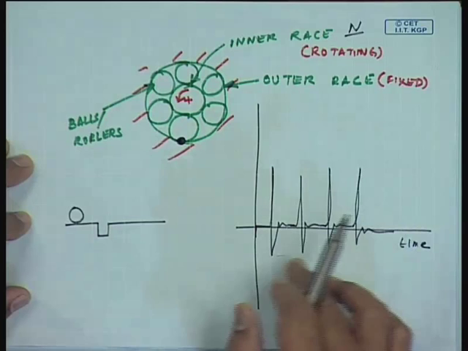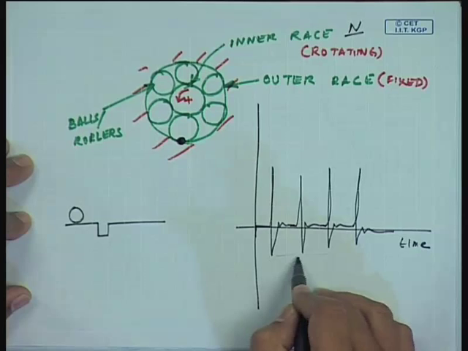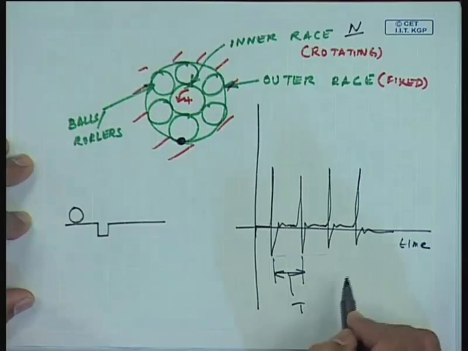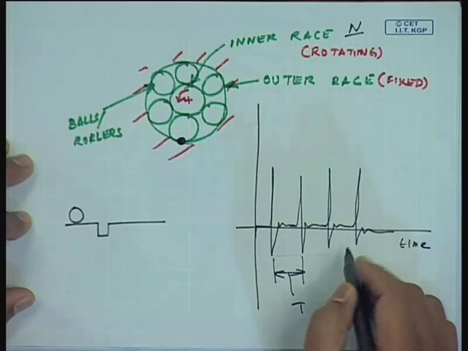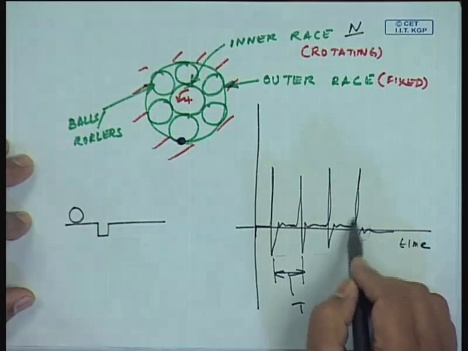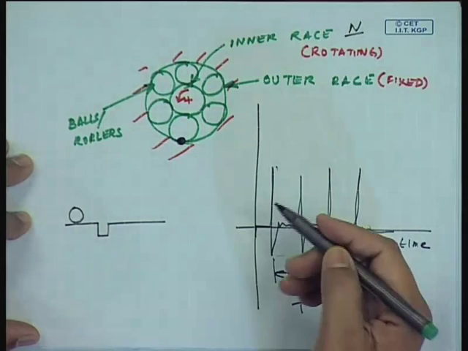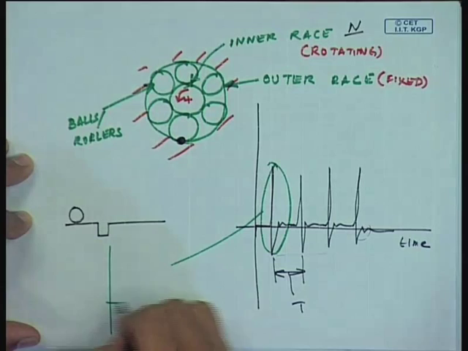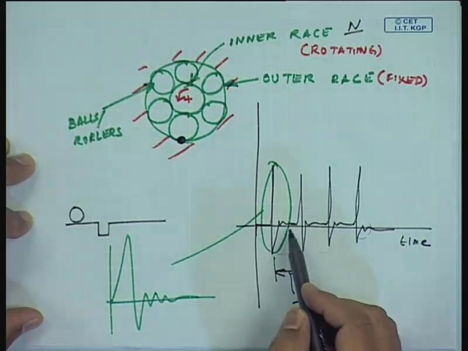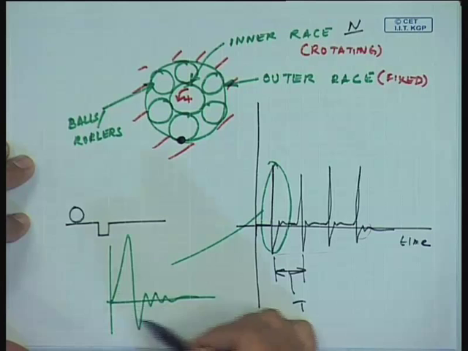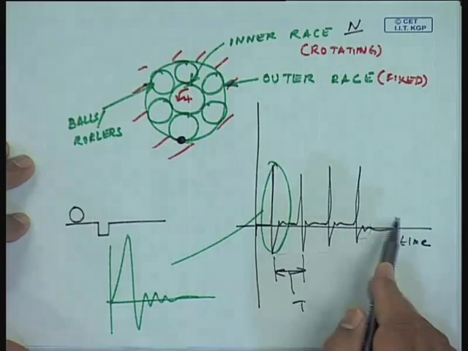Okay. Now, the frequency of the impact is actually the inverse of this time period, and that relates to the speed at which the balls are going over the defect. But the phenomenon is actually inside this impact. If you magnify one such impact, maybe you will get a ringing signal like this. The frequency which is characteristic of this defect is actually inside this. This is one way of getting a uniform signal out of this bearing because of a defect in the outer race.